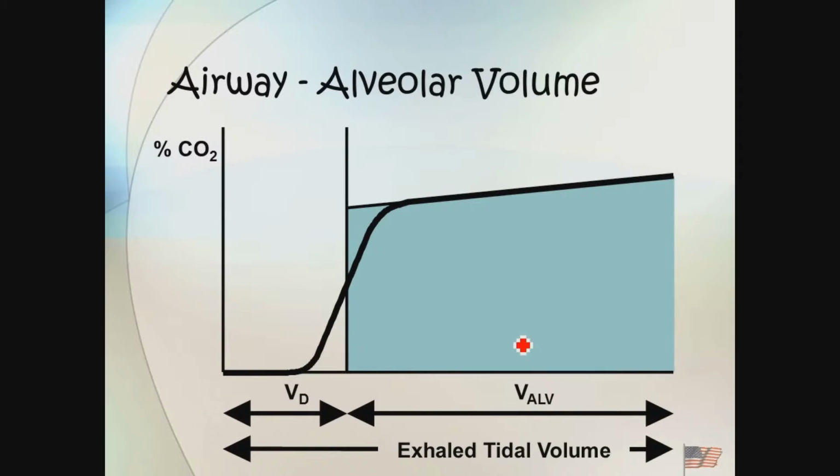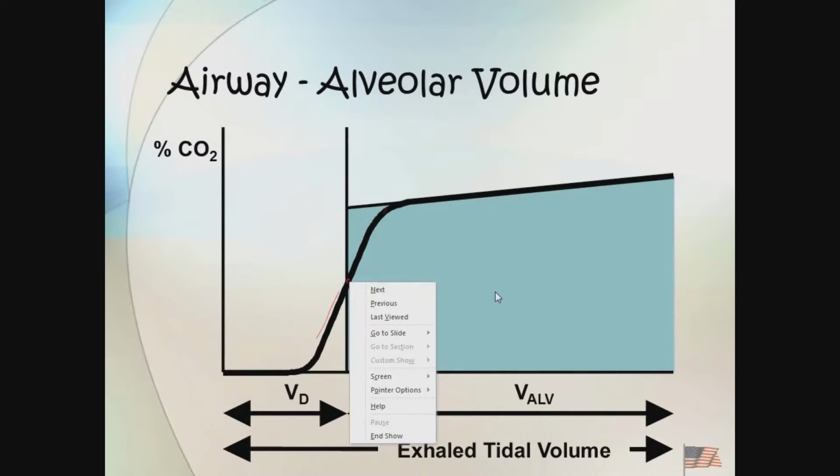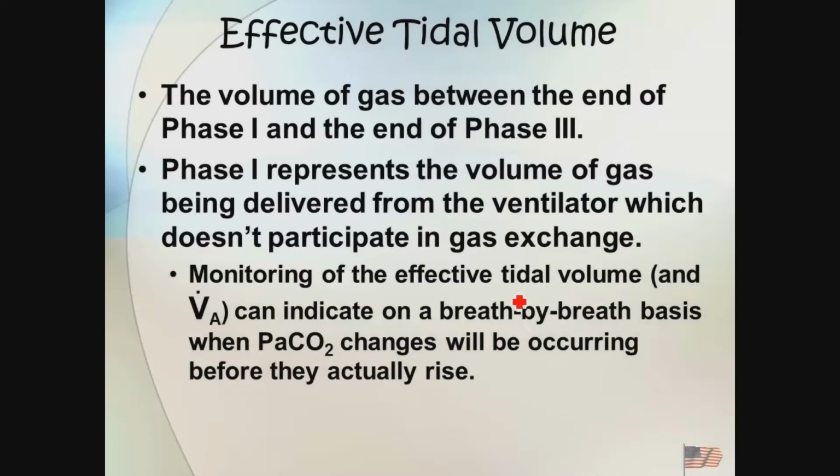So what we're looking at here is this volume under the curve on the right being alveolar volume. The portion to the left is the dead space, and anything that's remaining is the exhale. Basically what they did is they took the distance of this line, this vertical line, sliced it in half, and considered everything to the right to be alveolar volume, everything to the left to being dead space volume. They're going to call this the effective tidal volume because that's the distance between the end of phase one and the end of phase three, which is what this is.